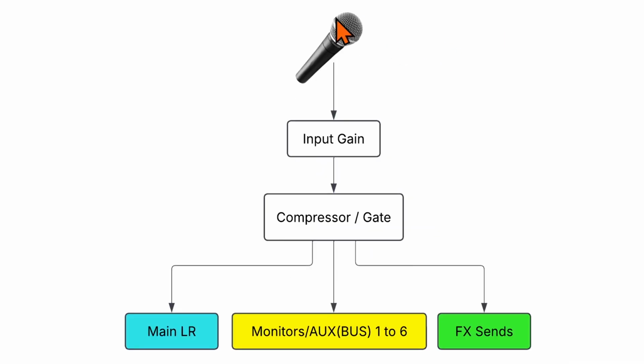Anytime you connect a microphone or any device with the XLR input or a quarter-inch input of your mixer, the first thing that comes into play is the input gain. After the input gain, the compressor or gate comes into play, depending on whether your mixer has an inbuilt compressor or gate. In our case, all the XR series mixers support an inbuilt compressor and gate. Then the sound will flow to the main left and right or the monitors, which in our case are the aux 1 to 6 and the FX ends.